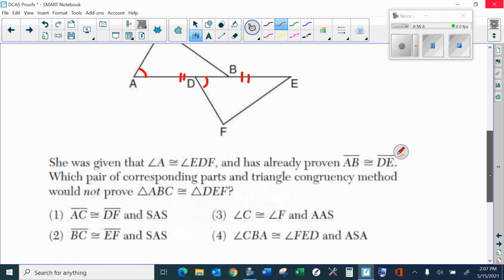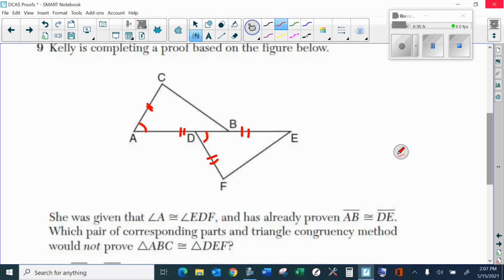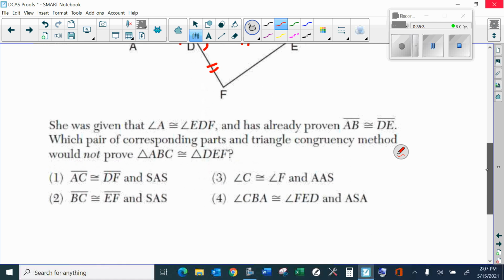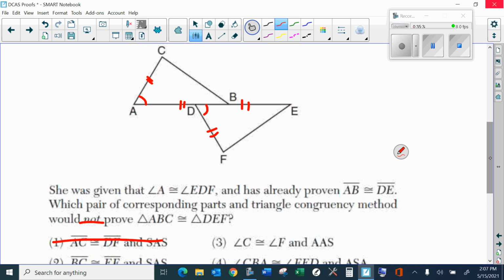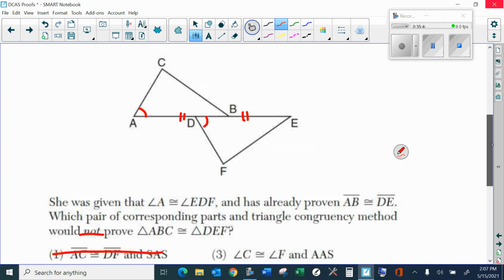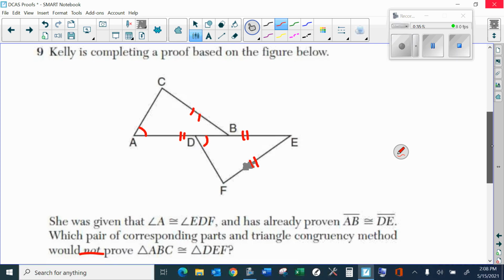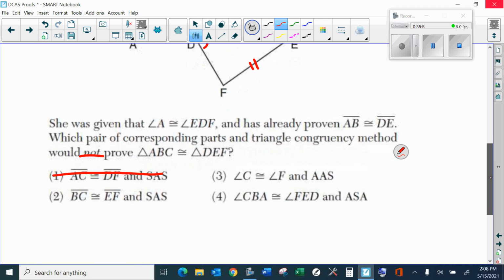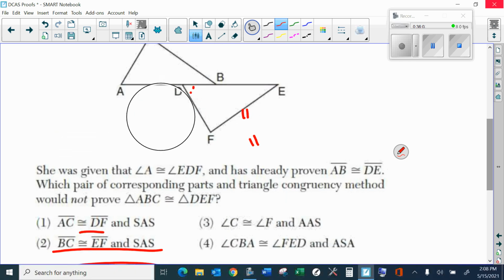So if they give me this extra piece, AC to DF, now that'd be SAS. Is that what it says, SAS? Yes, it does. So we want not prove. That is a proof. Now I get rid of that piece. BC to EF. That is set up as an SSA, and there is no SSA. So this is our answer. That's an SSA setup. So there's our answer right there.